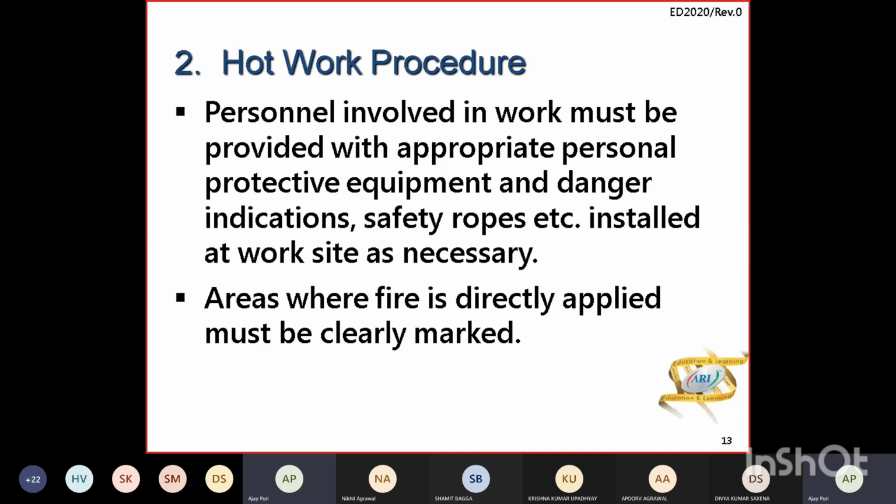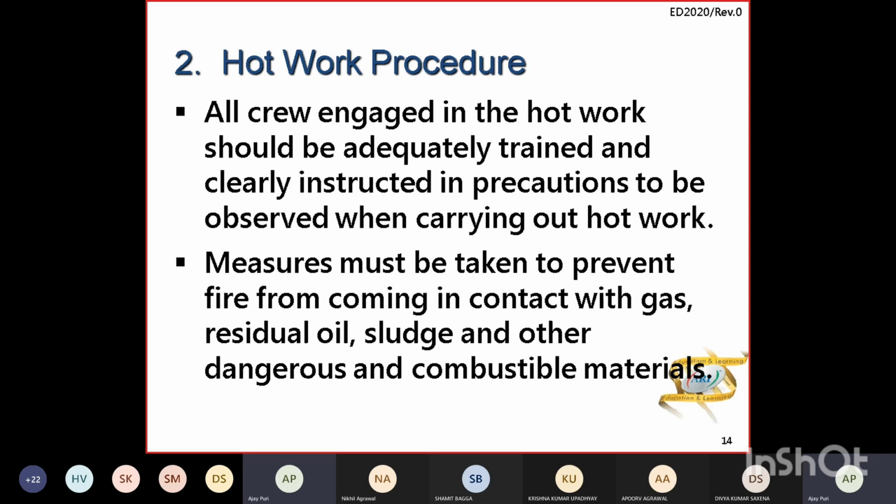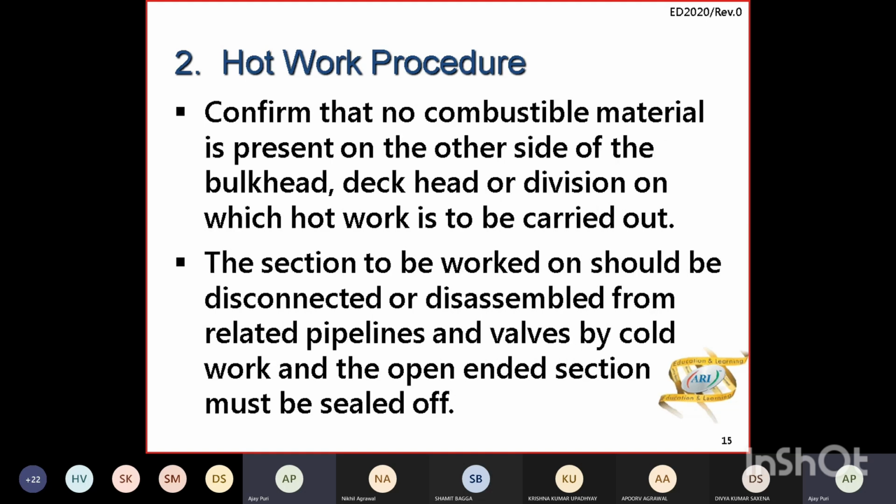Insulation of the equipment to be checked properly prior to use. Areas where the fire is to be directly applied must be clearly marked. All crew engaged in hot work should be trained and clear instructions and precautions to be observed should be distributed to all. Measures should be taken to prevent fire from coming in contact with gas, residual oil, sludge, dangerous and combustible materials. Confirm that no combustible material is present on the other side of the bulkhead, deckhead, or division on which your hot work is to be done.